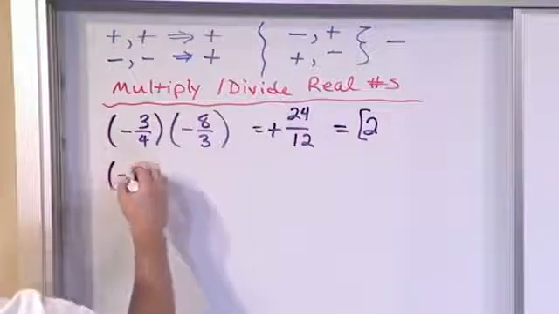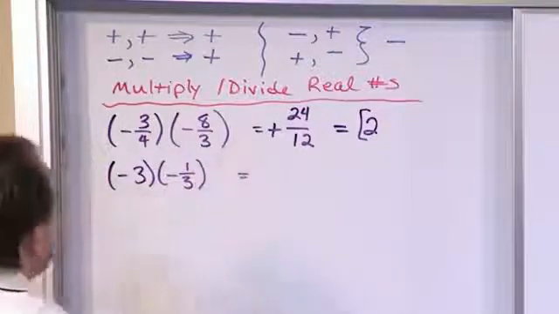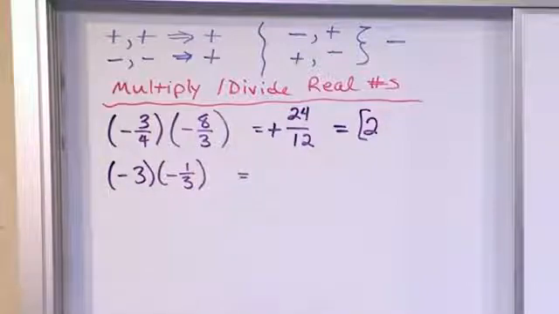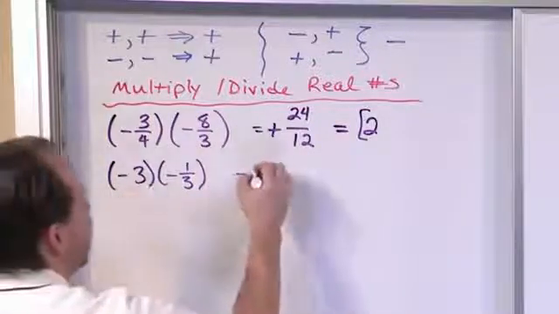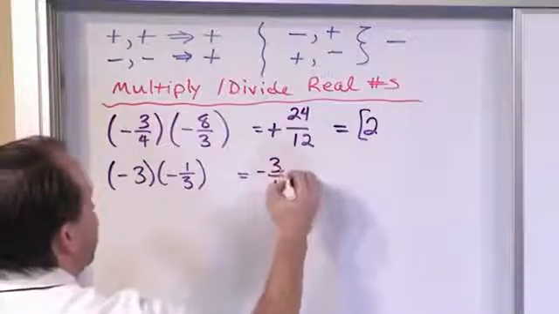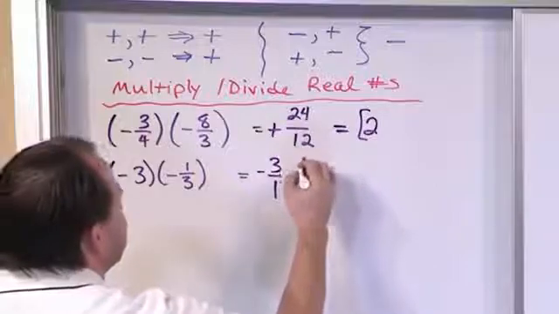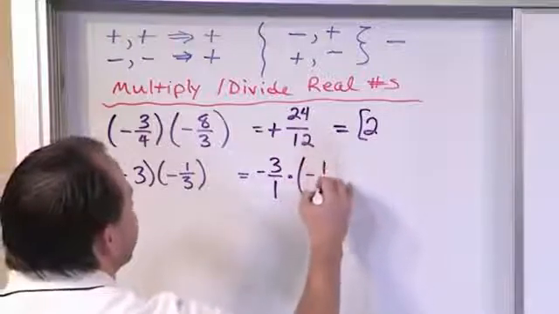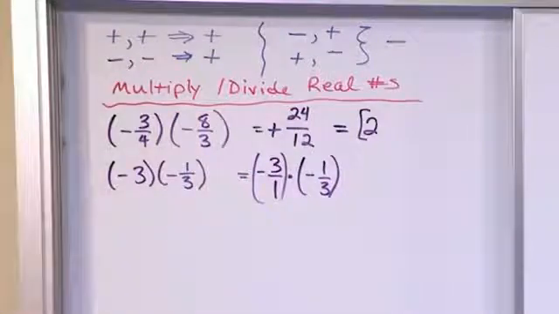Let's say we have negative 3 multiplied by negative 1/3. Negative 3 multiplied by negative 1/3. Well, what we're going to have here, to make this a little easier, write this negative 3 as negative 3/1, as a fraction, in other words. And then this guy is going to be 1/3, and I'll wrap this in parentheses to make it easy for you to see.